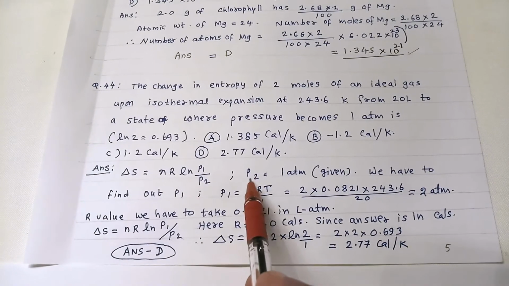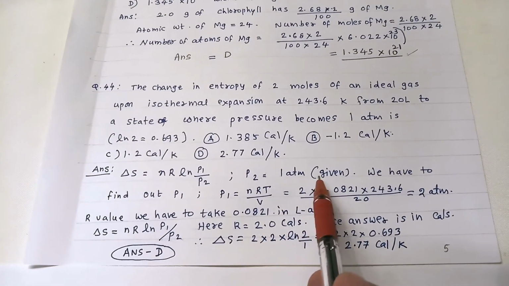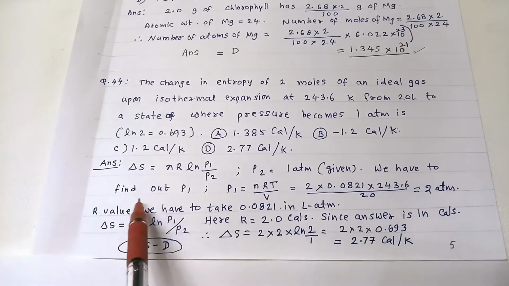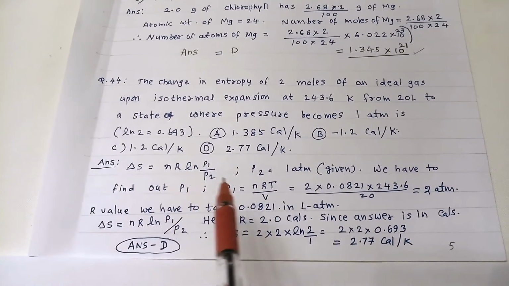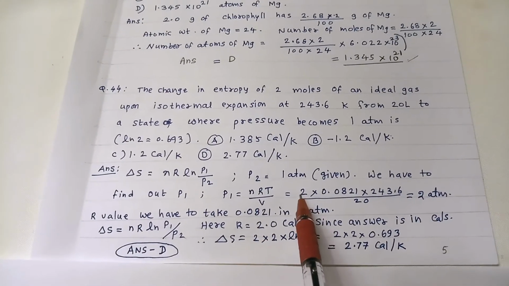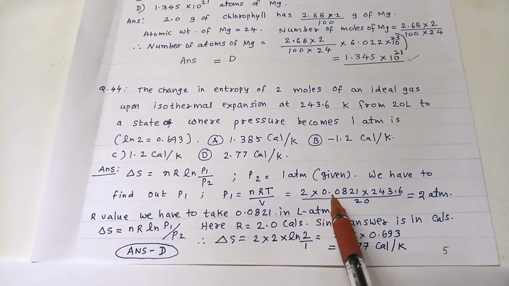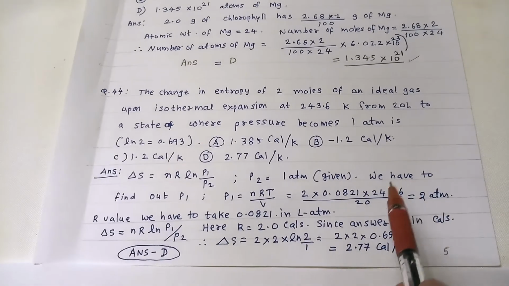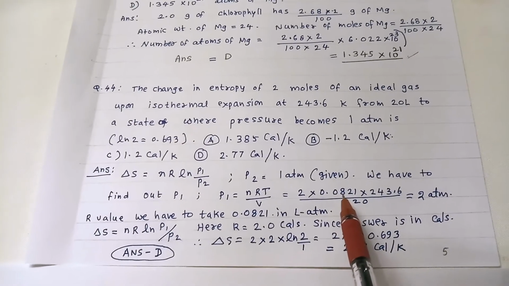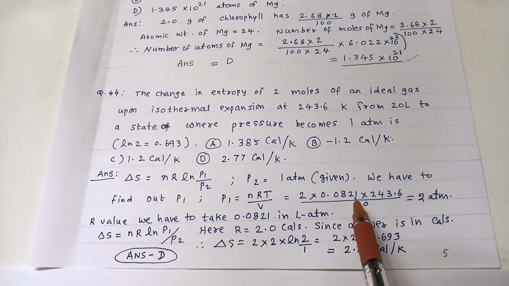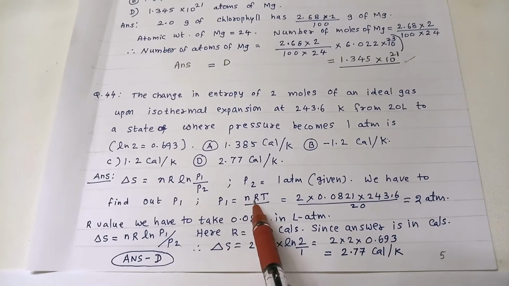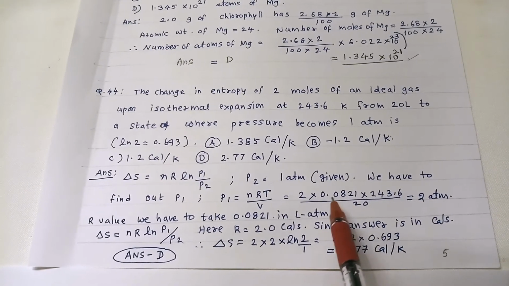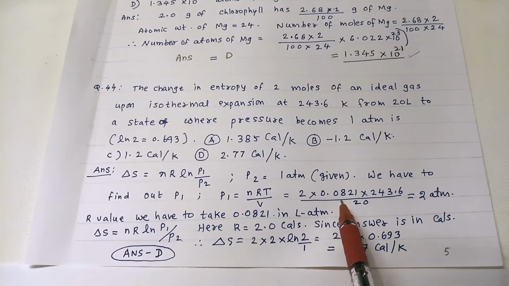P2 he has given as 1 atmosphere. We have to find P1, so we first calculate it. P1 is equal to nRT by V, so 2 into 0.0821 into 243.6 by 20, so 2 atmosphere is coming. Here our gas constant R we have to take as 0.0821 because liter and atmosphere are used. That's why we have to use this gas constant.